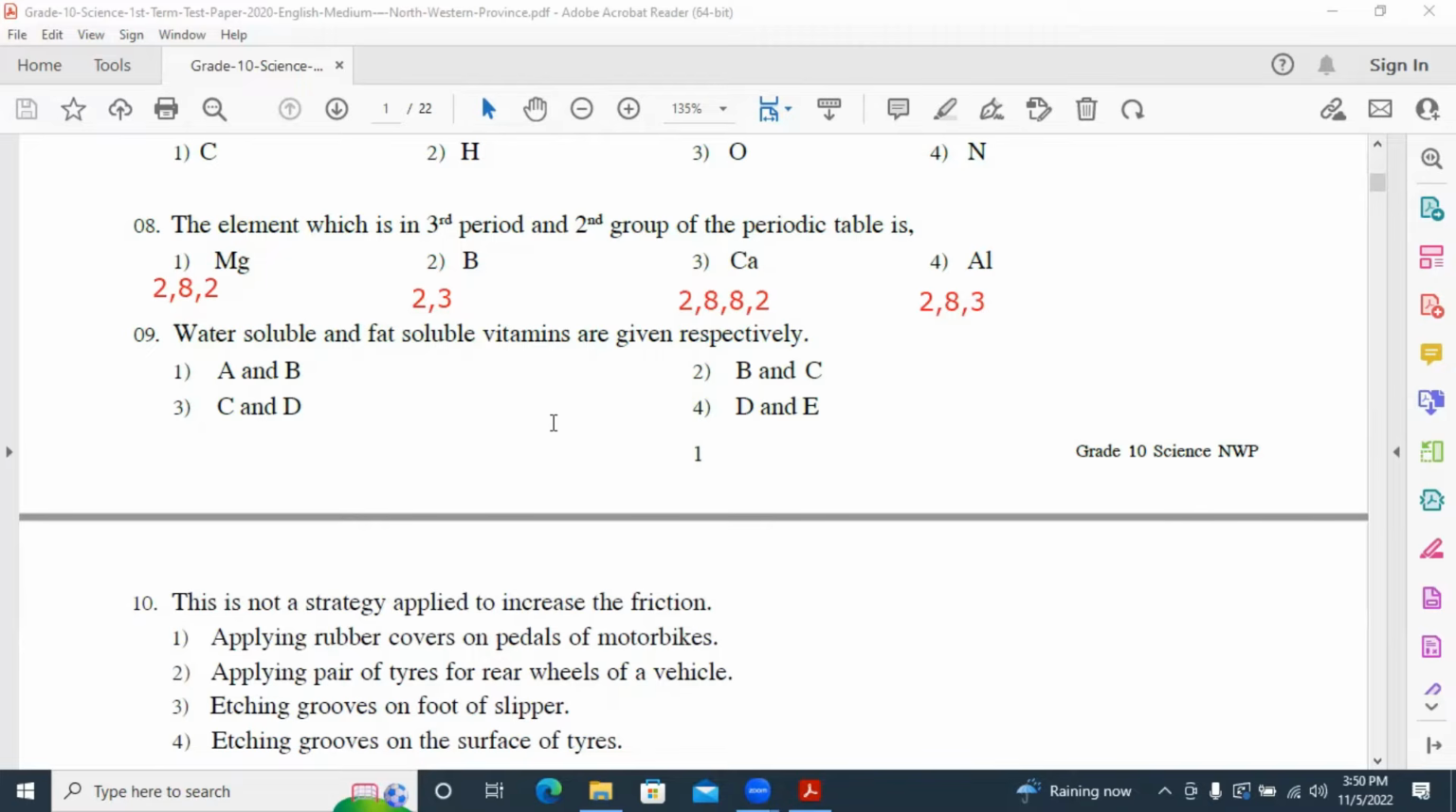Question number 9, water soluble and fat soluble vitamins are given respectively. Answer number 1, A and B. A is a water soluble vitamin, and the other vitamins that are soluble in water are D, E, K, and B is a fat soluble one. Other than B, C is also a fat-soluble vitamin.